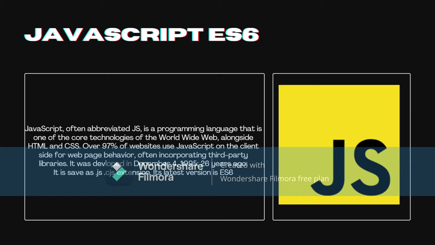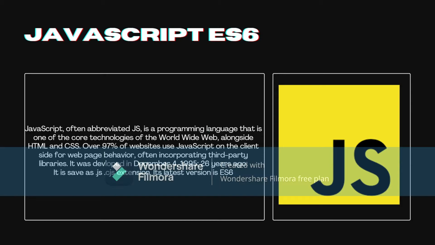JavaScript, my main friend. I like JavaScript. Okay. Anyway, JavaScript often has its own upgrades. 90% of people say JS is a programming language that is one of the core technologies of the World Wide Web. It is a core technology of the World Wide Web, and I'll tell you it is a client scripting language. Alongside HTML and CSS, over 97% of websites in the world use JavaScript on the client side for web page behavior.